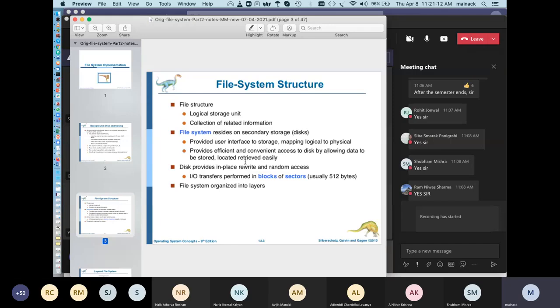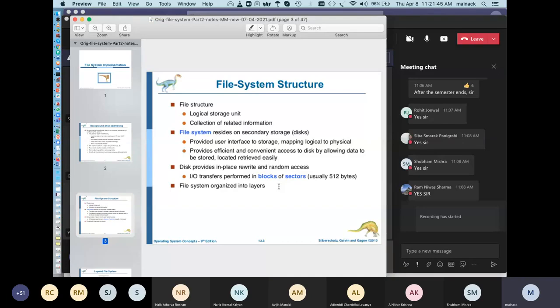Now, specifically, a hard disk provides in-place rewrite and random access, and this I/O transfer is performed usually in blocks of 512 bytes. So the blocks that I talked about in the previous slide that the operating system sees happen in blocks of 512 bytes. But sometimes the block sizes may range from 512 bytes to even 4 kilobytes or larger.